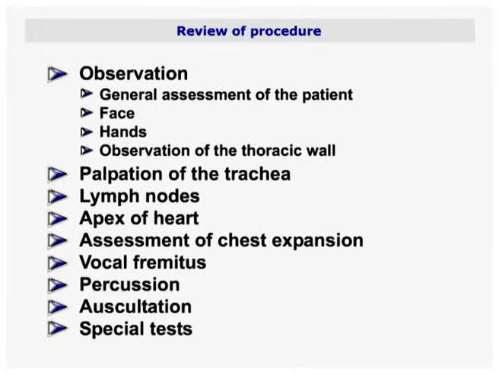This concludes the assessment of the respiratory system. Let us now review the main steps. Observation. General assessment of the patient, the face and hands. Observation of the thoracic wall. Palpation of the trachea, lymph nodes, and apex of the heart. Assessment of chest expansion. Vocal fremitus, percussion, auscultation, and special tests.